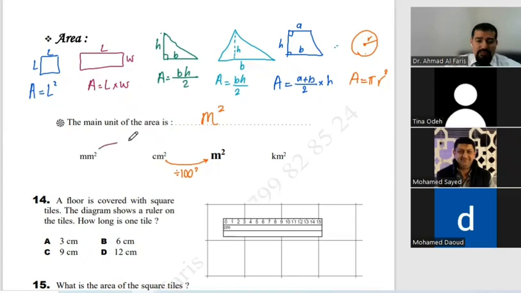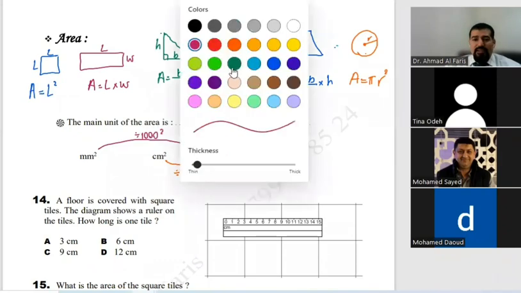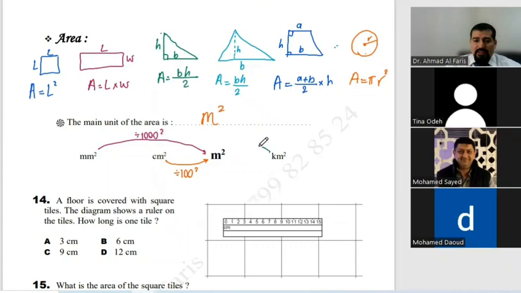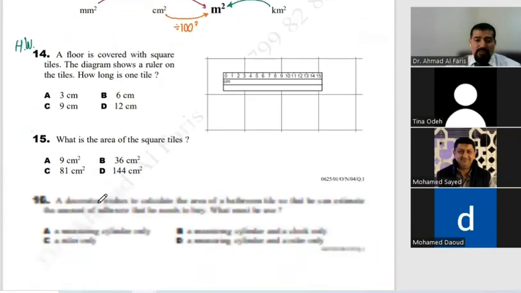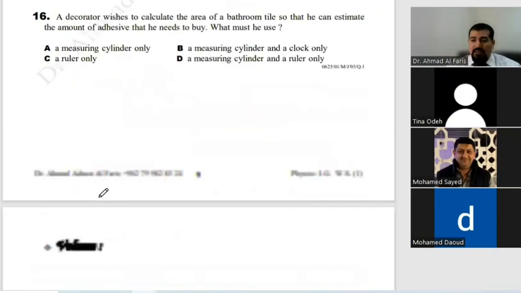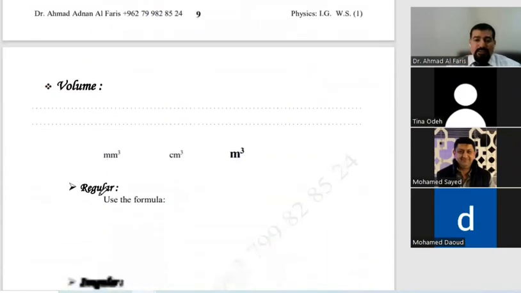The same thing from millimeter to meter. If I need to convert from millimeter to meter, I have to divide it by how much? 1,000 what square. And finally, from kilometer to meter, I need to multiply by how much? 1,000 what square. Okay, so this is how we can convert all the units into what? Into meters. And the rest of the multiple choice questions are homework as usual.